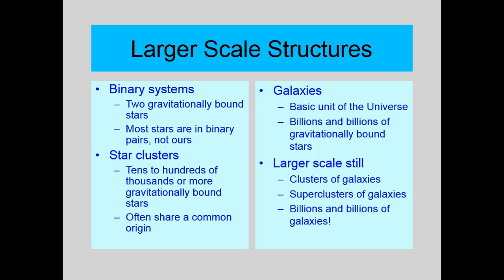Now, after the binary systems, then you have star clusters. These can be tens to hundreds of thousands or more gravitationally bound stars. Just clusters of stars that hang around in a group.